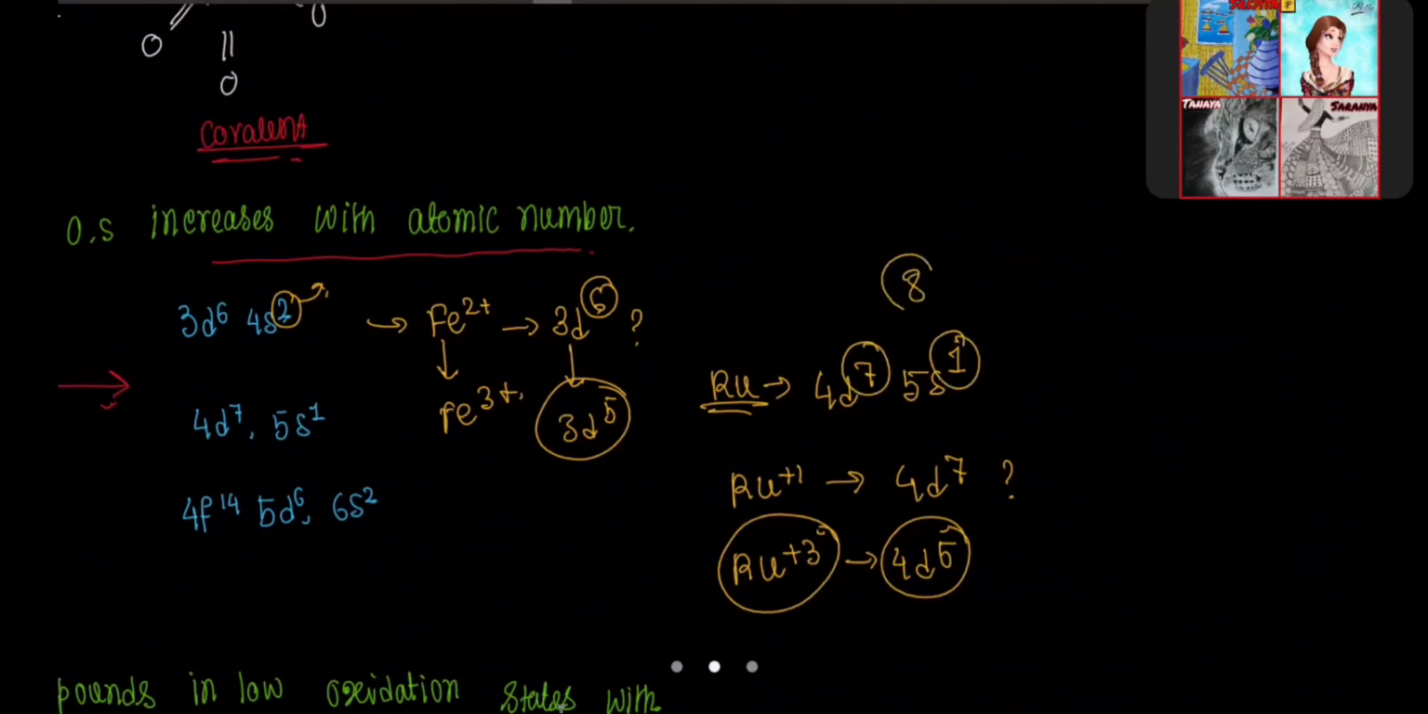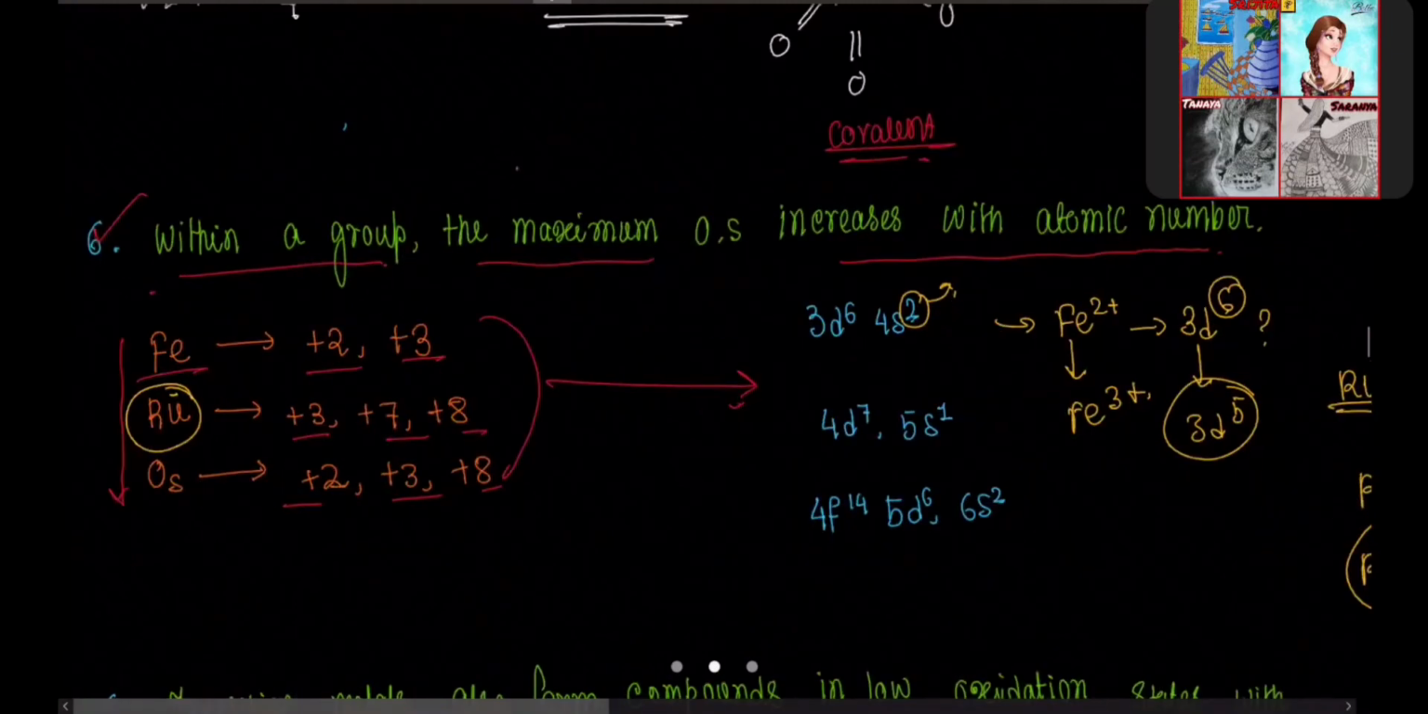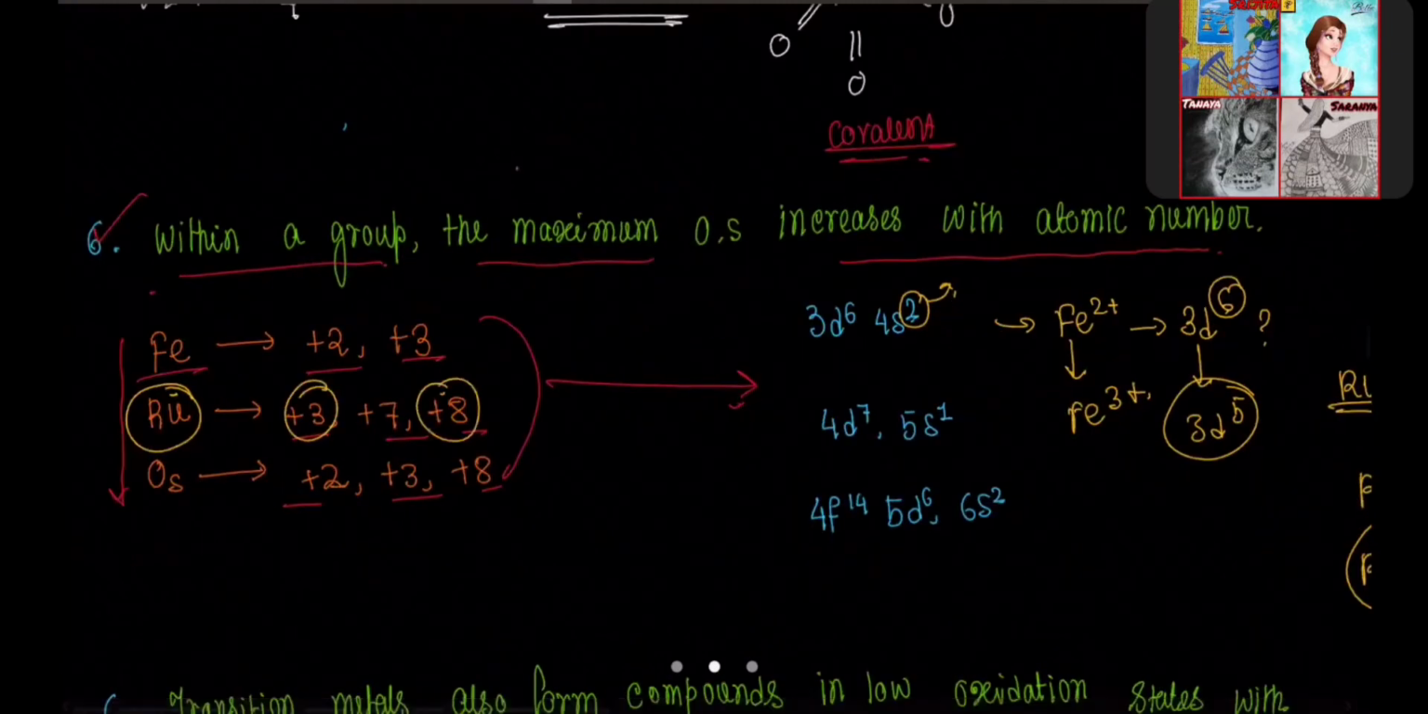If I take all of them out, it would be 8 electrons. So +8 would also be there if I take all of them out. So +3, +8, and +7 is another intermediate oxidation state.